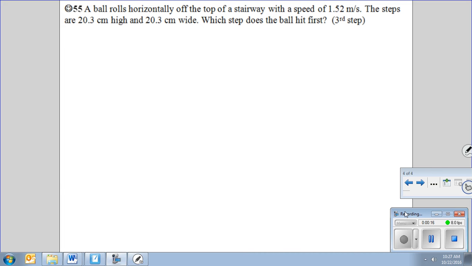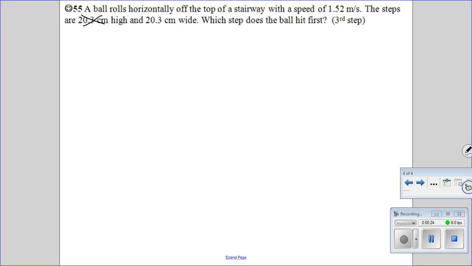It says a ball rolls horizontally off the top of a stairway with a speed of 1.52 meters a second. The steps are 20.3 centimeters high. I'm going to right away rewrite that as 0.203 meters, right? Because we don't like centimeters. And then same thing here, right? So the steps are 0.203 meters high and 0.203 meters wide, and then we've got to figure out which step the ball hits first.